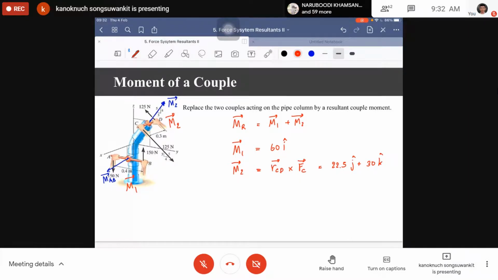Wait, so you multiply 125 with 0.3 and then turn it into the y and x components? Yes, you can do that. Or you can first change the force into Cartesian form and then change this 0.3 into Cartesian form and cross product. I see. Either method is okay. So we have to cross both i and j at the same time? Yes, and then add them together. Okay, thank you.